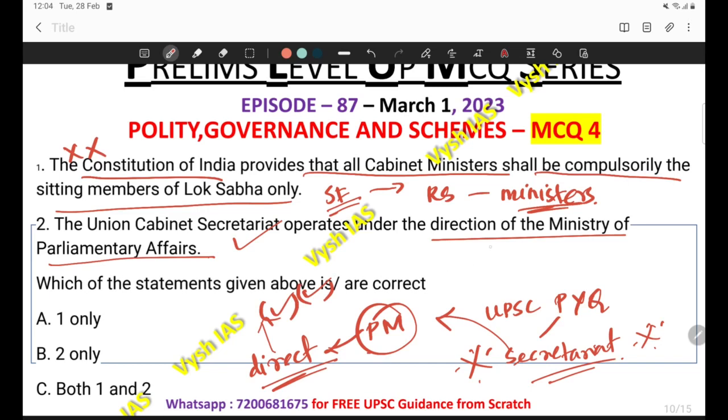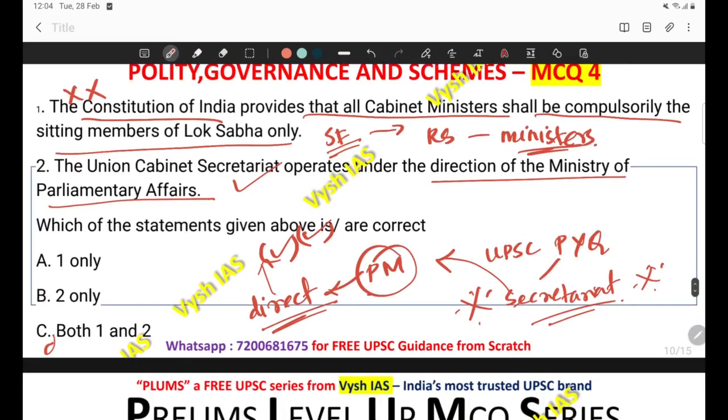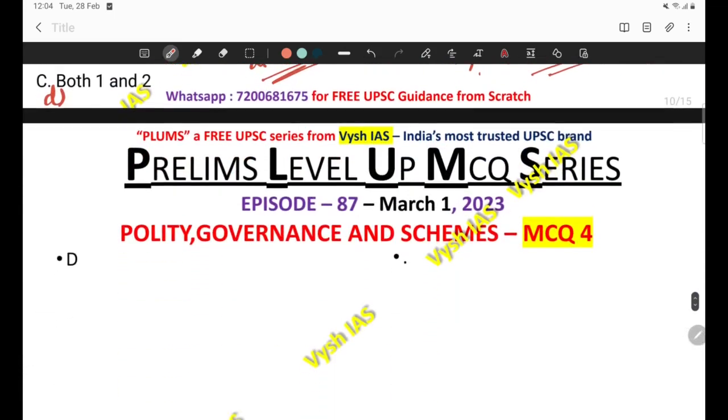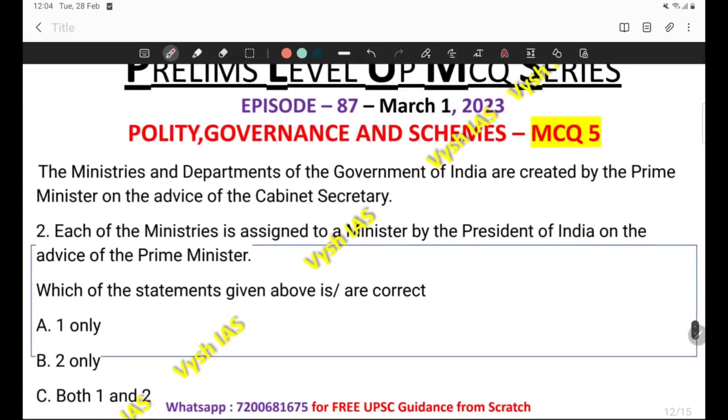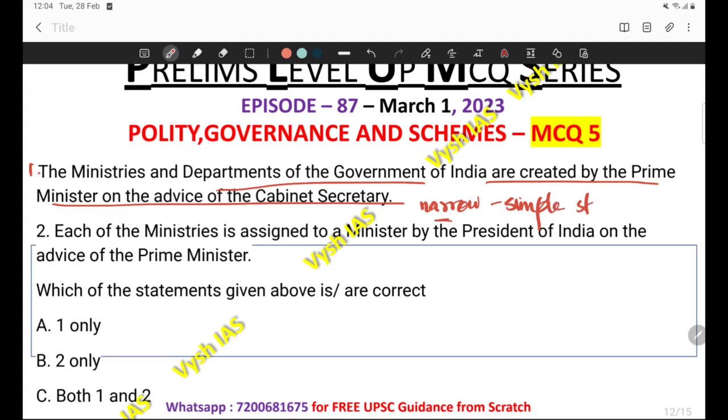So the correct answer comes out to be D, neither 1 nor 2; both statements are incorrect. Now come to the next question. This is also a two-statement question. The ministries and departments of the Government of India are created by the Prime Minister on the advice of the Cabinet Secretary. This is a very narrow statement, framed in a very simple manner because UPSC wants to trap you. Please read this statement carefully.